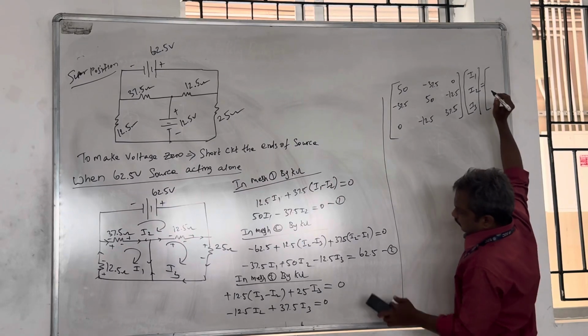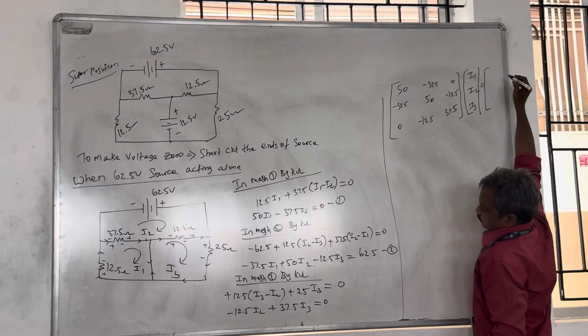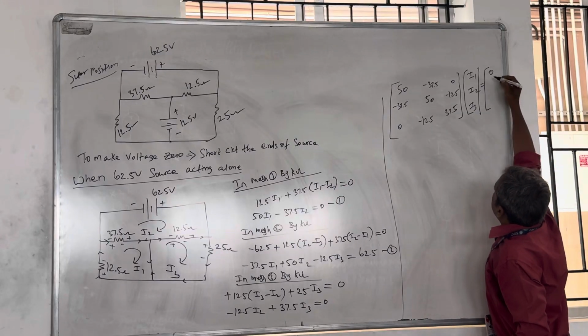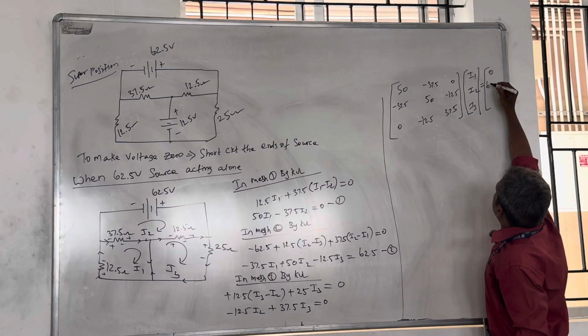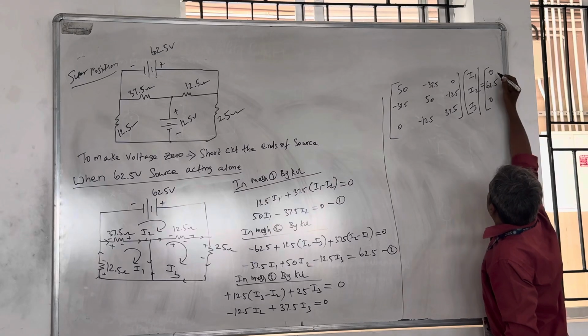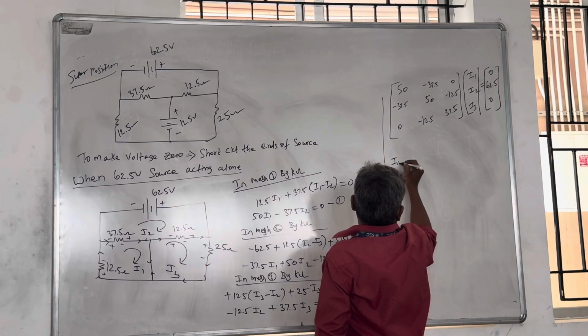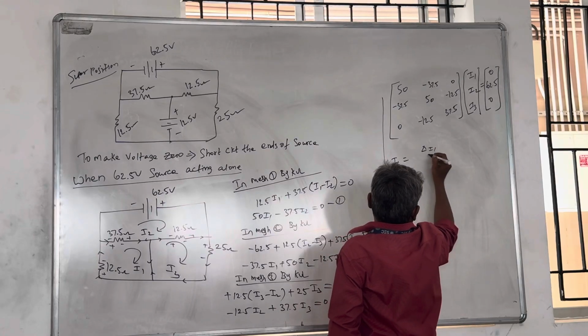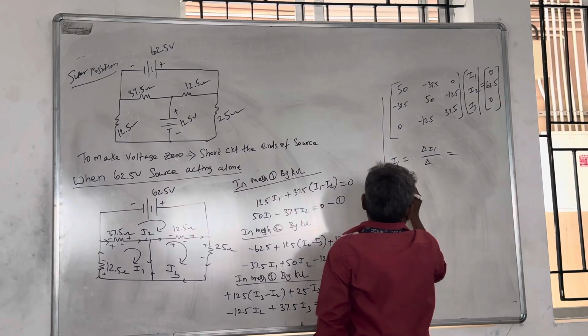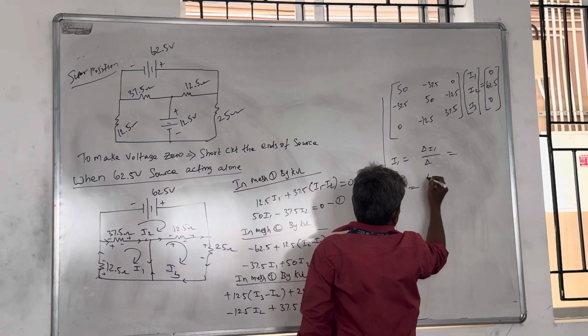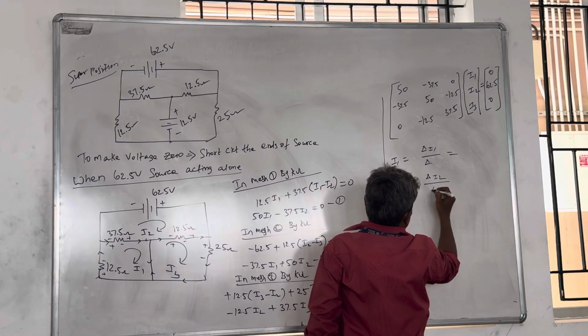Write what is there on the right side: 0, 62.5, 0. So according to Cramer's rule, I1 equal to del I1 by del. You solve and tell the answer. Del I2 by del.